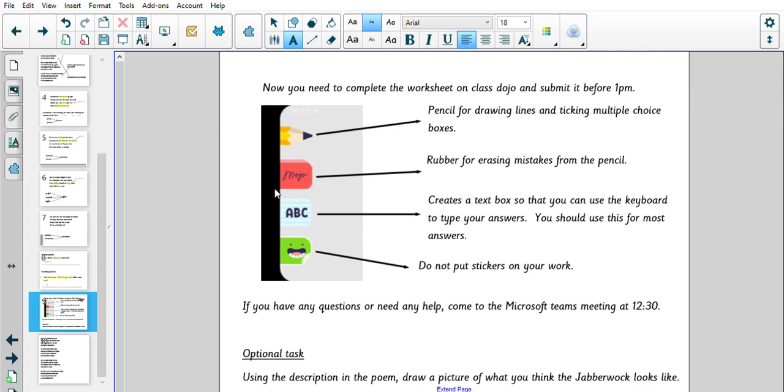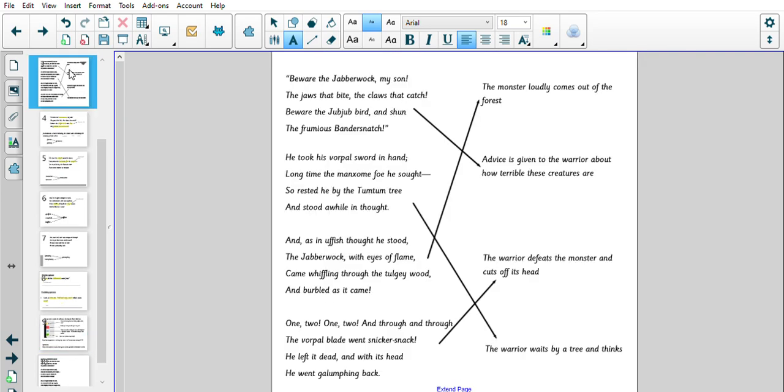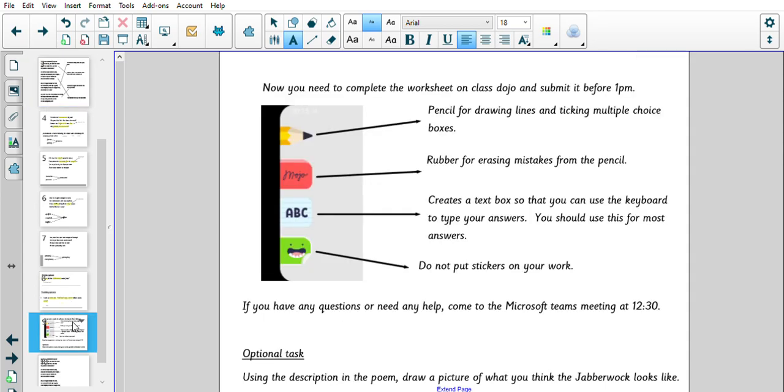You really only should be using the pencil for underlining things and ticking multiple choice boxes. Maybe if it's a question like this one, then you might need to draw lines between something, but that's really it. You shouldn't be writing any letters or numbers with it.